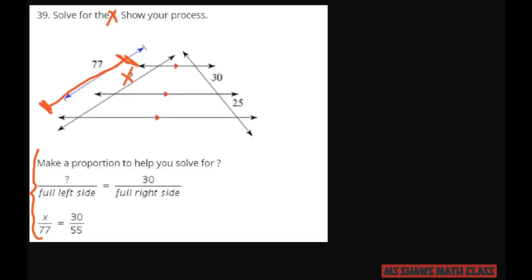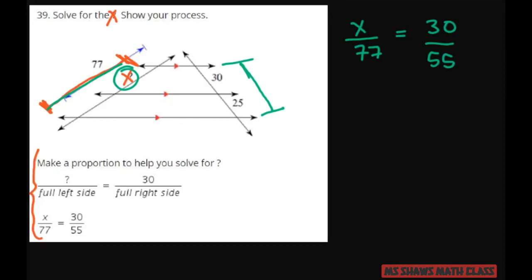Basically we want to compare this side to our larger side, as this total length. So 30 is this total length, which is 55. And then you just have to cross up here and do 77.